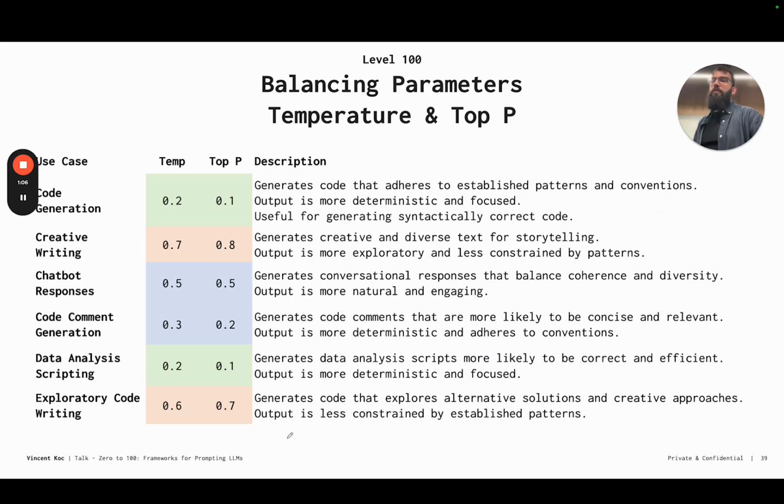So when we think about different use cases, and again, this is not exhaustive by any means, if we're generating code, we want low temperature, low top P, because we want it to stick to established patterns and conventions. We want it to be deterministic and correct, essentially, as much as we can. But if you're doing something like creative writing, you want to increase these a little bit, right? Because you want it to have a bit more diversity and be more exploratory.